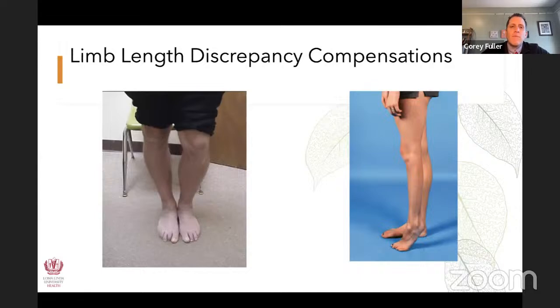And a lot of people will compensate for it. So you can see here, this is a patient on the left whose long leg is on the left side. And so he has to bend his knee on the left in order to get his pelvis level. And in the picture on the right, that patient's left leg is shorter, and you can see the patient pushing their foot down to touch the ground. So there's a lot of different accommodations or compensations that patients will do that long-term can have problematic effects on those joints.